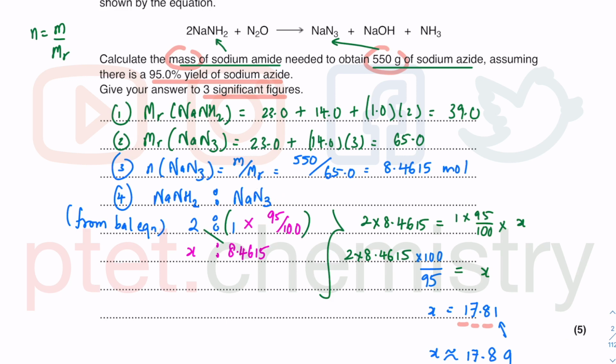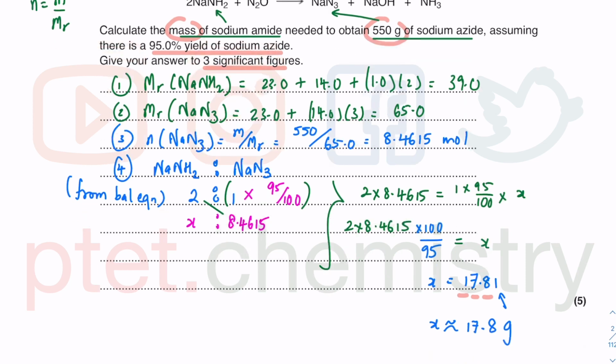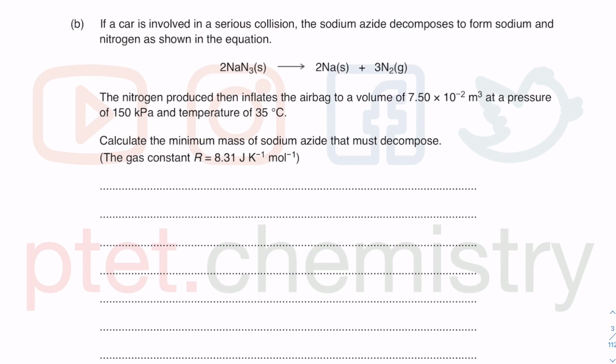That's it for that 5 marks overall question. In part B, this is about a little bit of the ideal gas equation. The fact that they told us the molar gas constant, and we are talking about gas there. So the nitrogen produced is the gas. So we're going to talk about the ideal gas equation, which is PV equal to nRT.